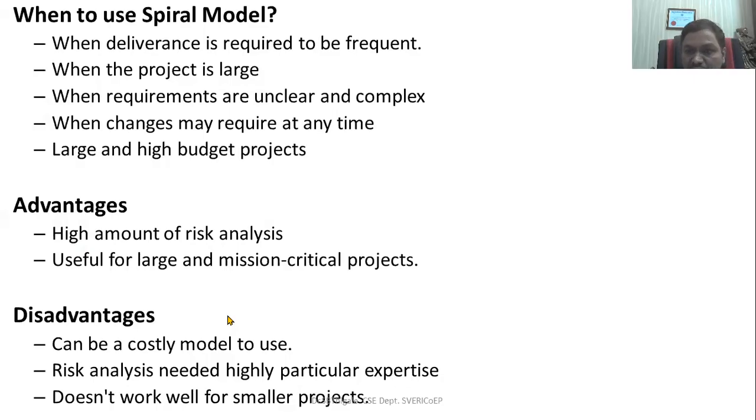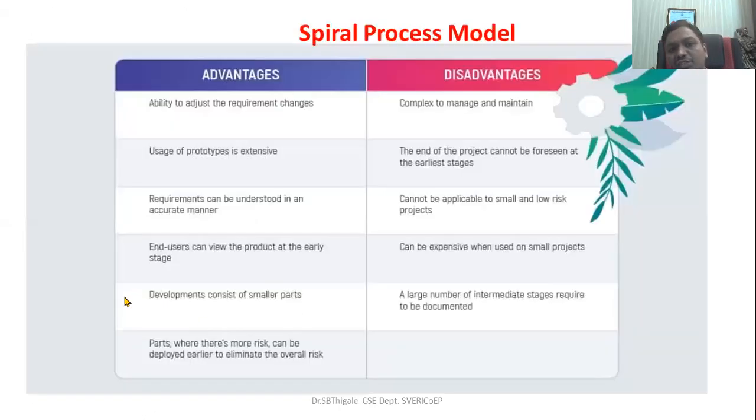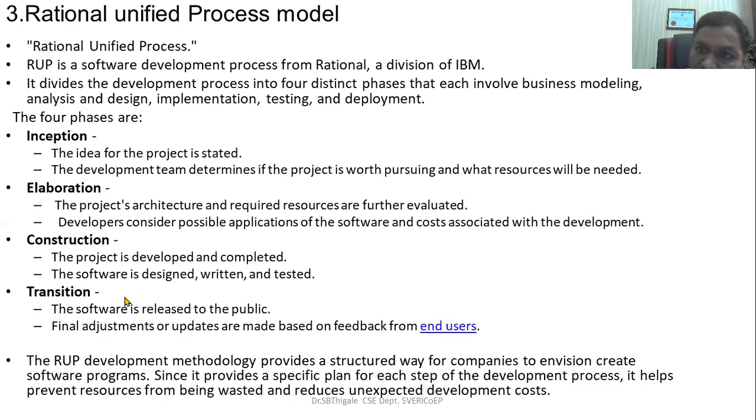Then we have discussed when to use the spiral model, what are the advantages of the spiral model and disadvantages of the spiral model. Then we have discussed the next model, that is RUP, which stands for Rational Unified Process Model. It is again an iterative, means repetitive, model. It is again going to repeat the entire software development life cycle, but the part of repetition here is divided into 4 different scenarios.